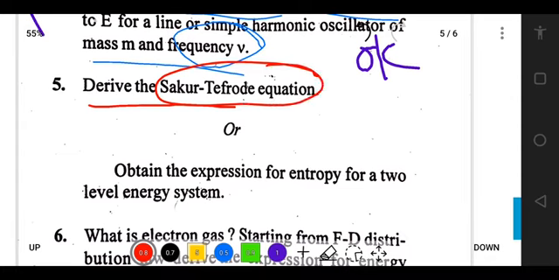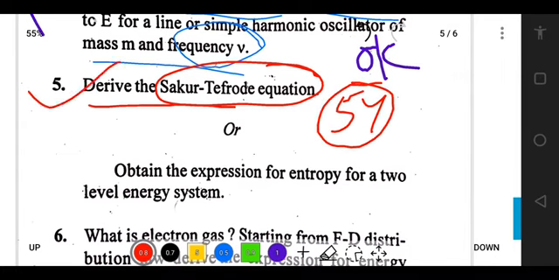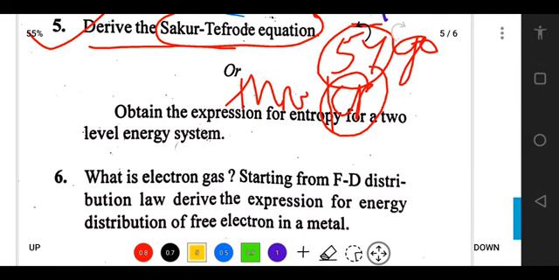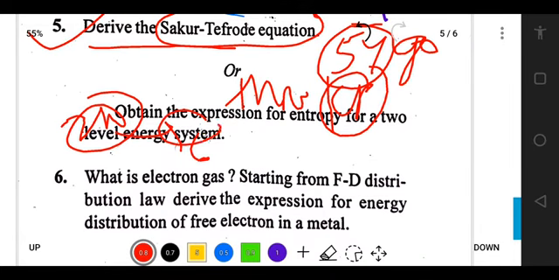This is also repeated in the last 5 years' questions. Again, visit it. Go through KP. Okay. Then the expression for entropy of a two-level system. It's a 2 mark question, but in our exam it is asked for 6 marks. So don't worry about this question.